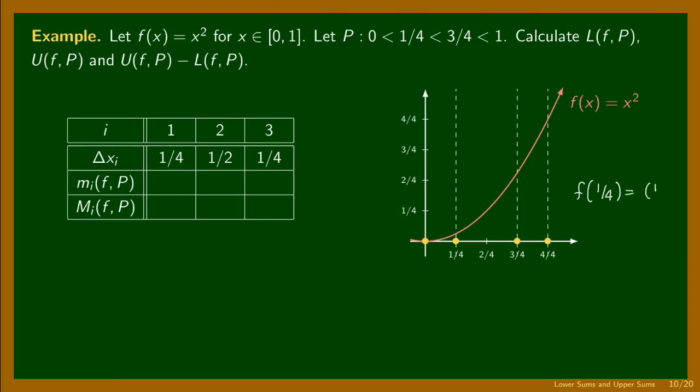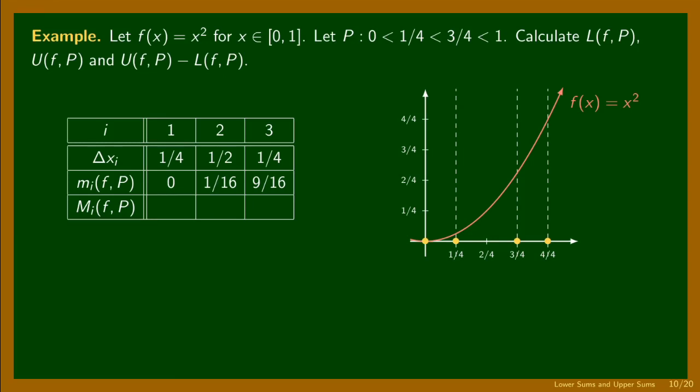According to the formula, that's 1/16. So this should be 1/16, right? And for the third subinterval, the infimum will be achieved at the left endpoint 3/4. So if you take f of 3/4, you will get 9/16. So there.